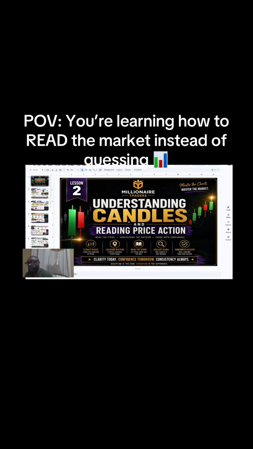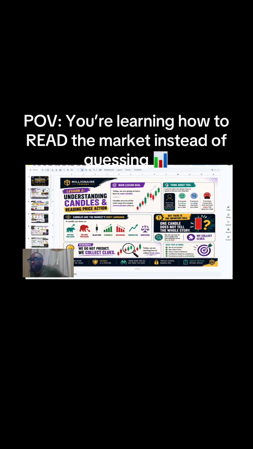Candle location, we talked about that earlier. We said the location of the candle: where is it going, where is it at? Read the story, and let the price show us the way. We collect clues. One candle is not enough, we've been going through that all morning. Confirm, execute.